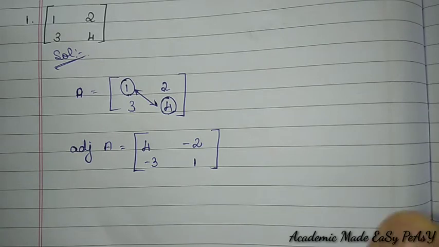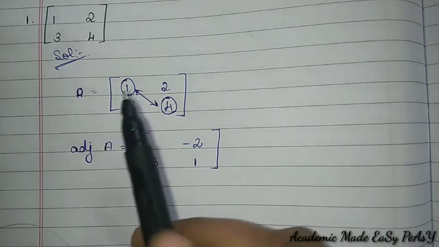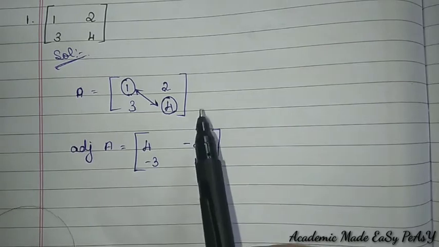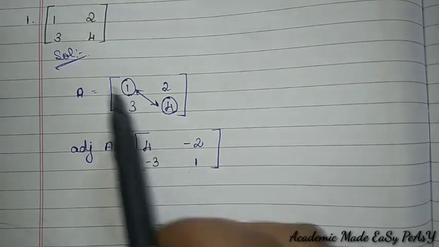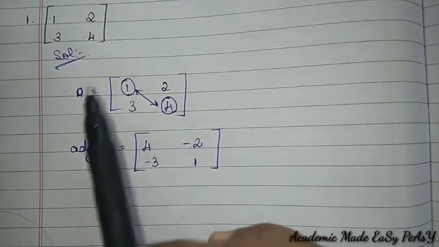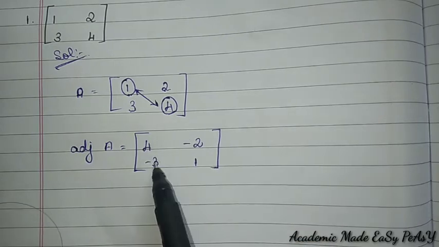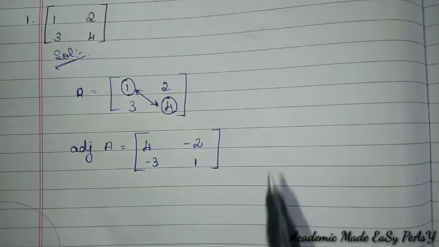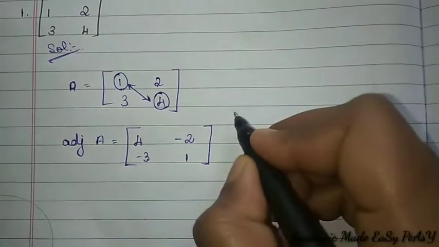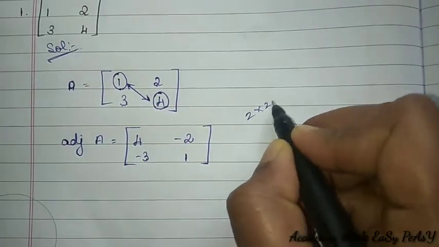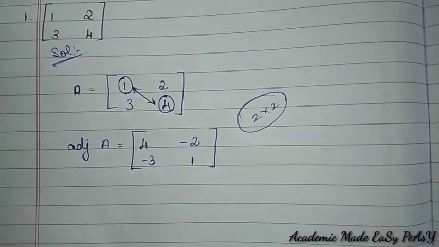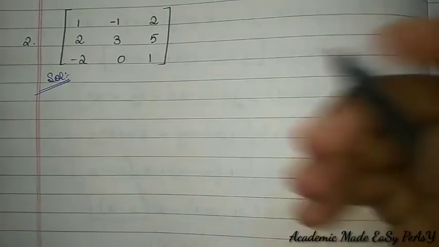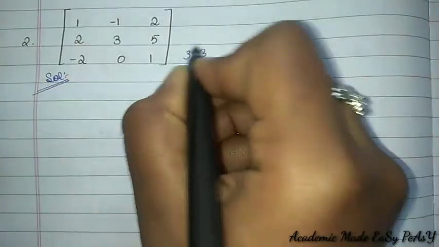What we will do is that we will be seeing the A11 and A22 positions alone. We will be swapping those two positions and then we will be changing the sign of the remaining elements, that is A12 and A21. So this is the method for a 2 by 2 matrix alone. Now let's see how to find the adjoint of a 3 by 3 matrix. So this is a 3 by 3 matrix.